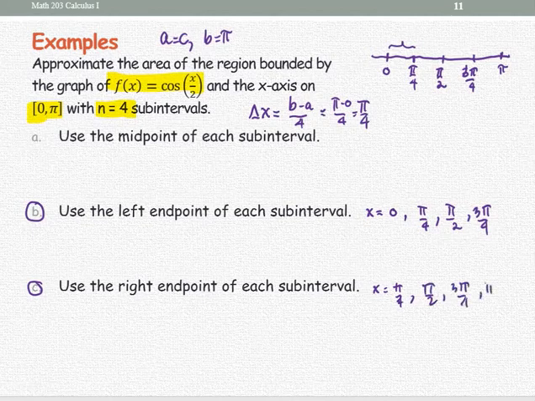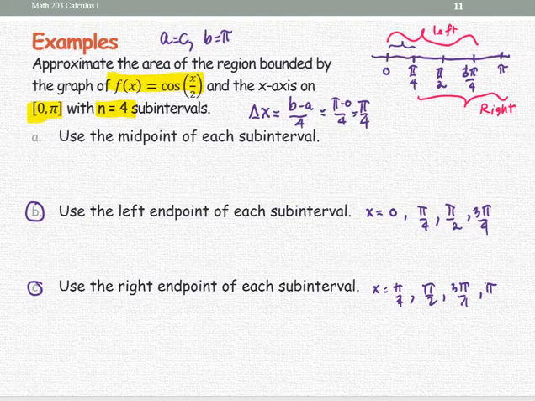4, and pi. Okay, so I'm going to make a list up here: the left 4 points are the left endpoints, and the right 4 points are the points that we use for calculation. All right, thank you.